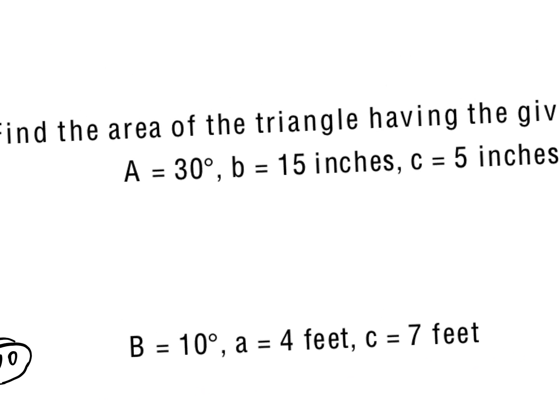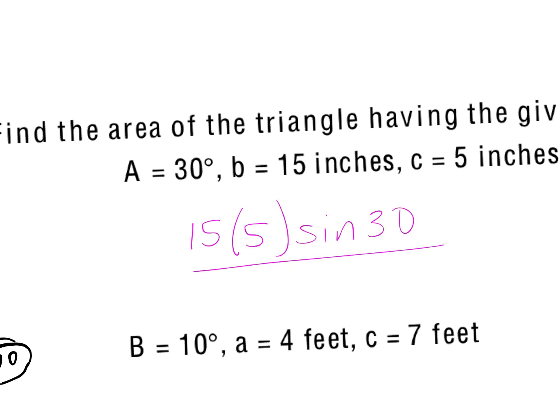So you would say 15 times 5 times the sine of the angle that they gave you and divide it by 2. In this case, everybody do this with your calculator. Get some practice. 15 times 5, times the sine of 30, divided by 2.